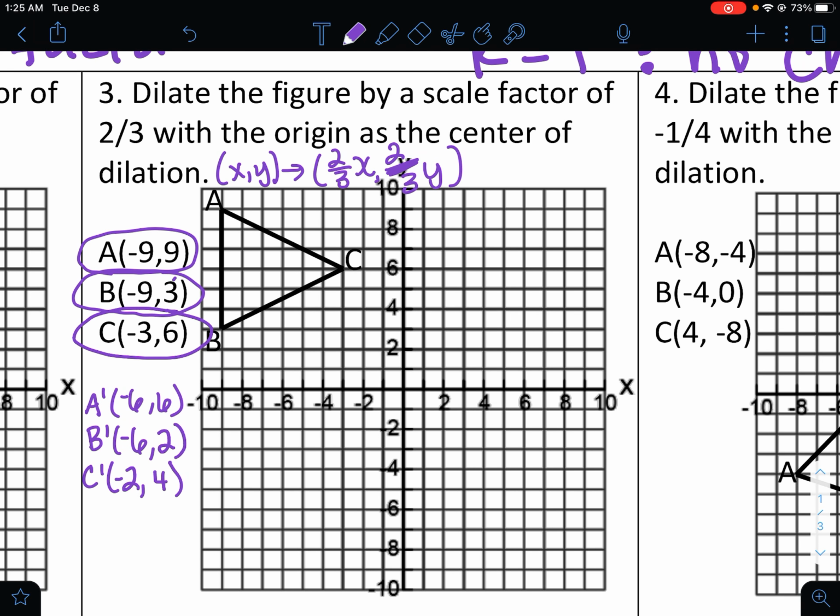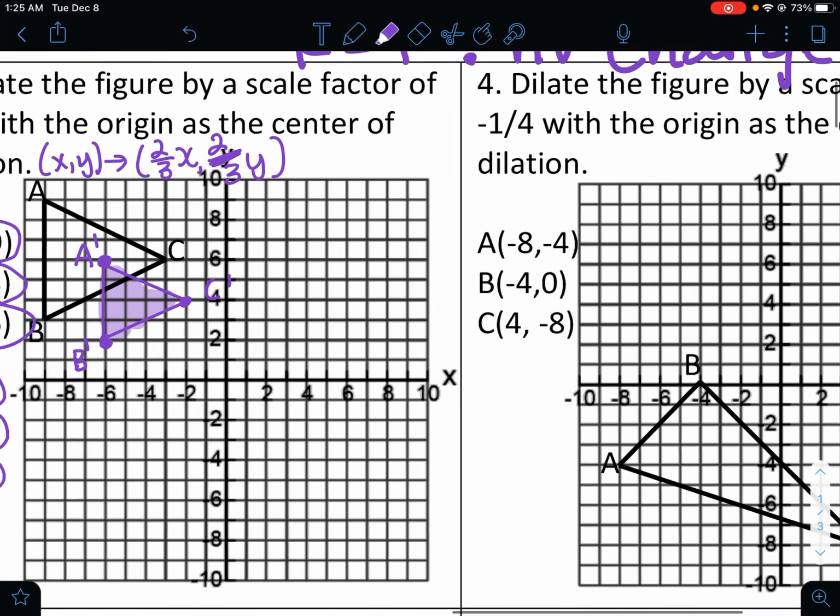So now let's graph these points. We have -6, 6, and that would be A prime. We have -6, 2, that would be B prime. We have -2, 4, that would be C prime. Connect the dots. And there you go. So as you can see, this triangle is definitely smaller than the original. It's actually 2/3 the size of the original.